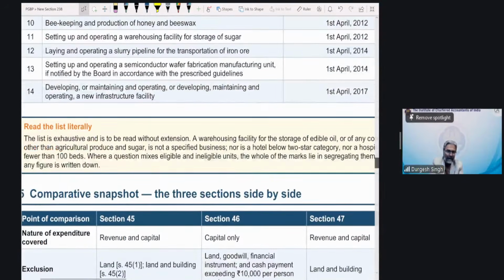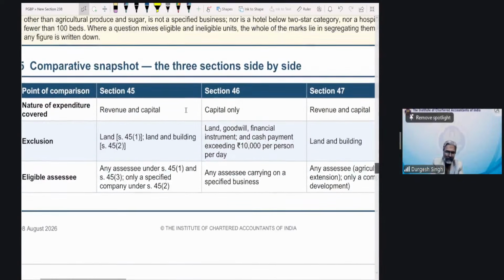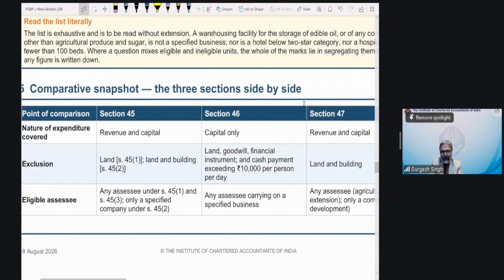Now, students, there is this comparative snapshot. Just have a look: 45, 46, and the next one, which is 47. 47, students, is for that particular agricultural extension project. Just a comparative point which has been given to you. Nature of the expenditure: 45, it is revenue and capital both. Section 46, students, it is only capital expenditure. 47, if you see, again revenue and capital both.